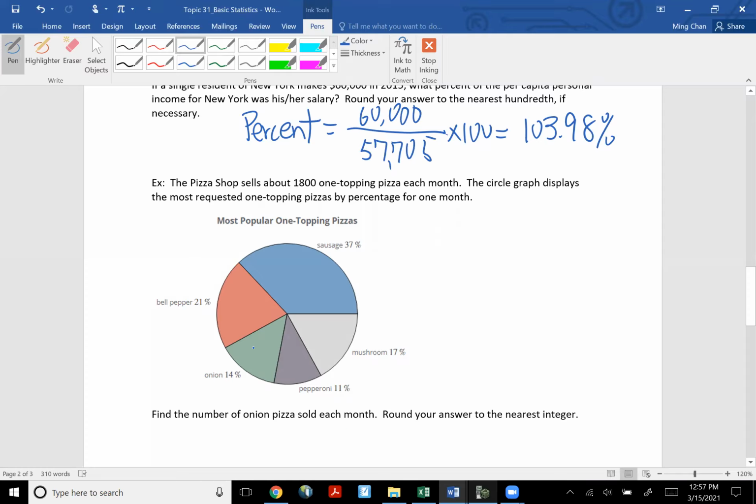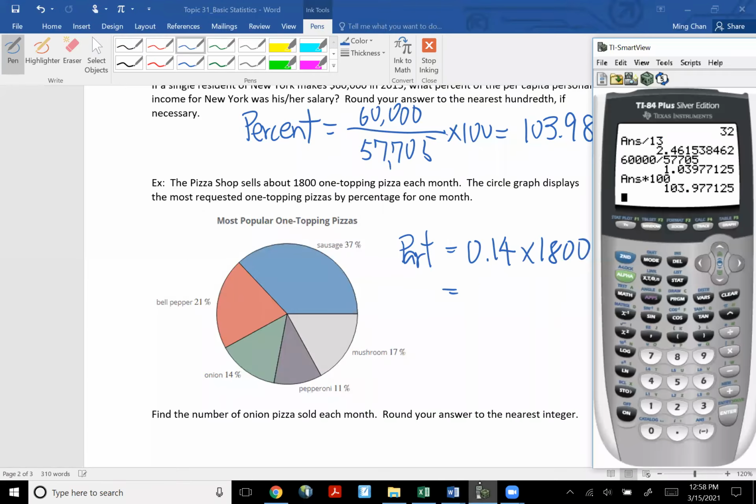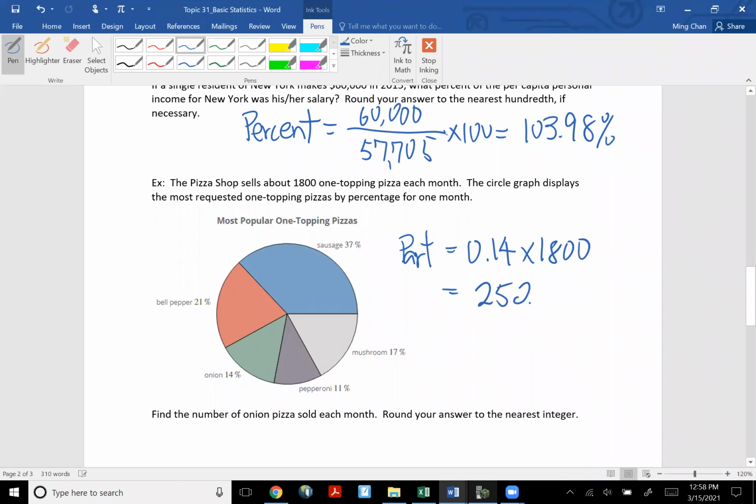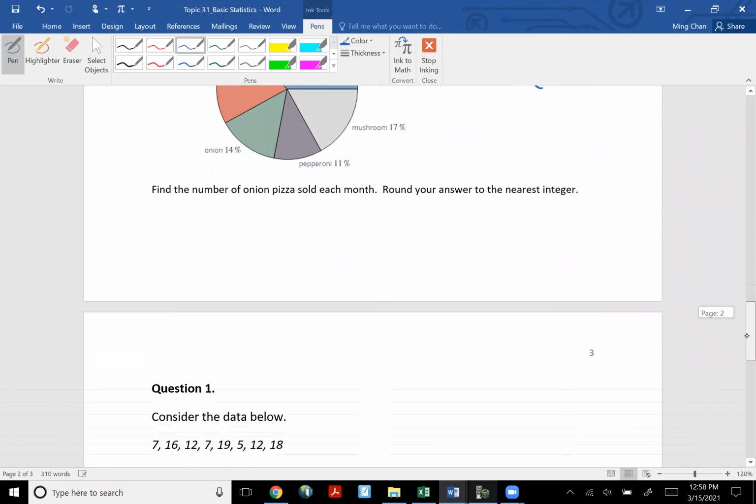Onion pizza is only part of the total being sold, so the whole has to be 1,800. Your onion is a part of the whole thing, right? To find how many pieces for the part, we take the percent, 0.14, times the whole. Hopefully you remember that from percents. So 0.14 times 1,800 is about 252 onion pizzas sold.